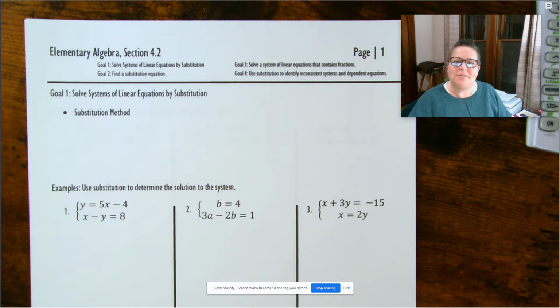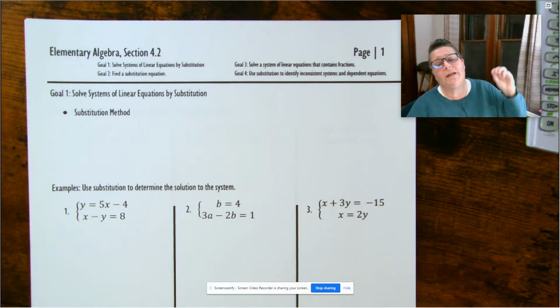We are currently working on solving systems of equations. That is 2 equations, 2 variables. And we're about to start section 4.2, which is solving a system of equations using a technique known as substitution.